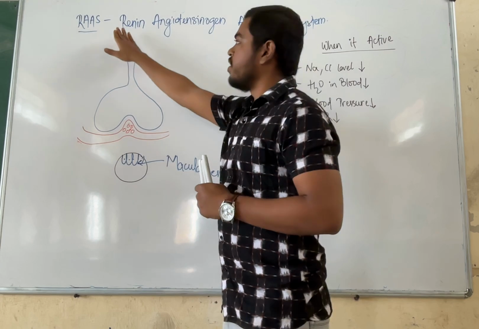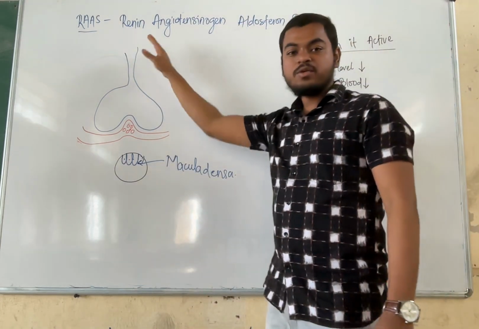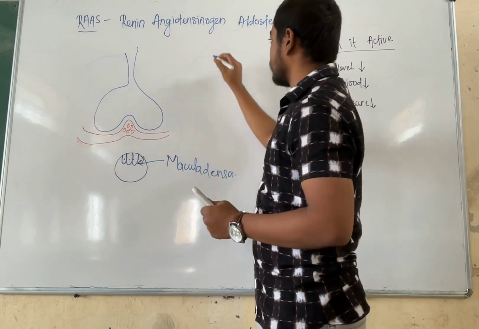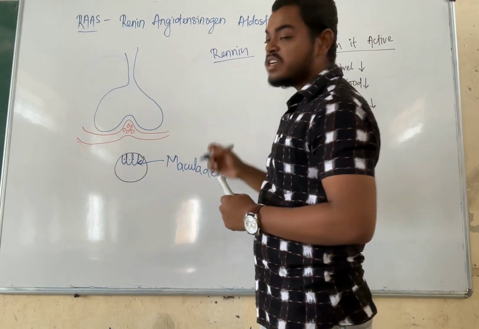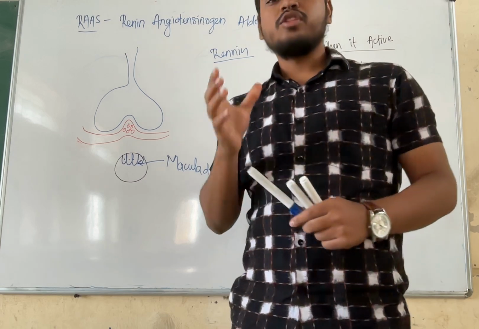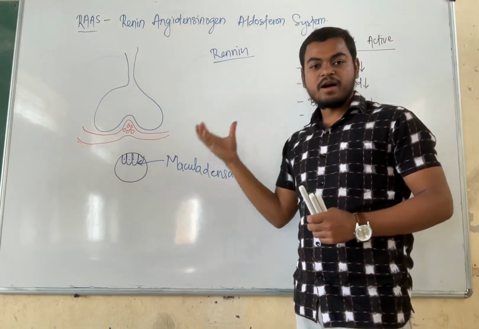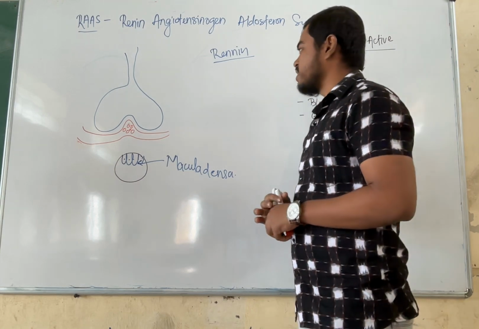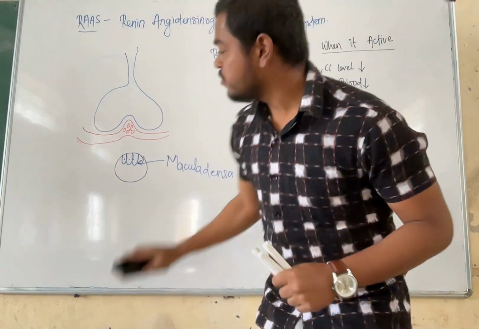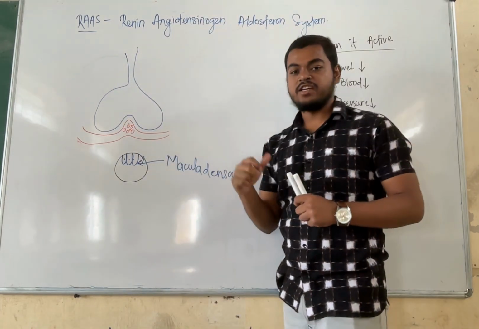There are two types of renin: one is with a single N, one is with a double N. Rennin is a type of digestive enzyme found in newborn babies, which helps in the digestion of milk. So we have to know about the single N renin.